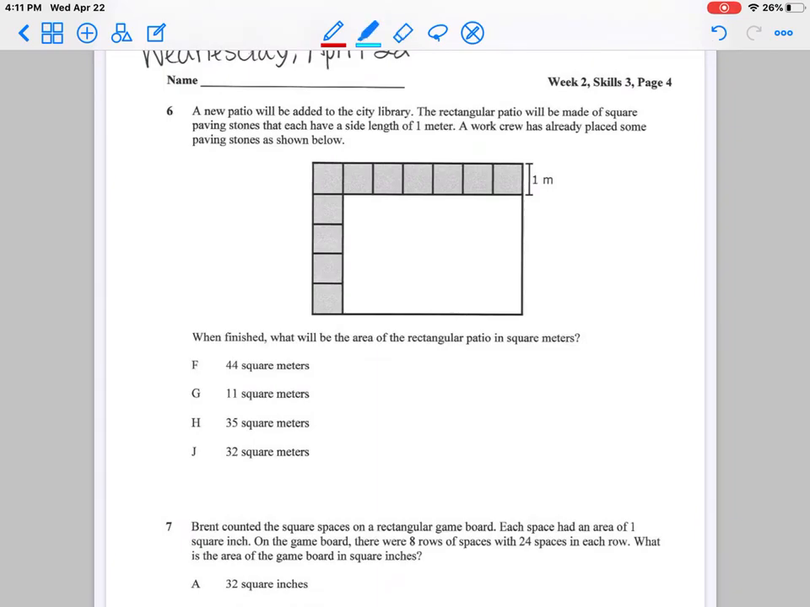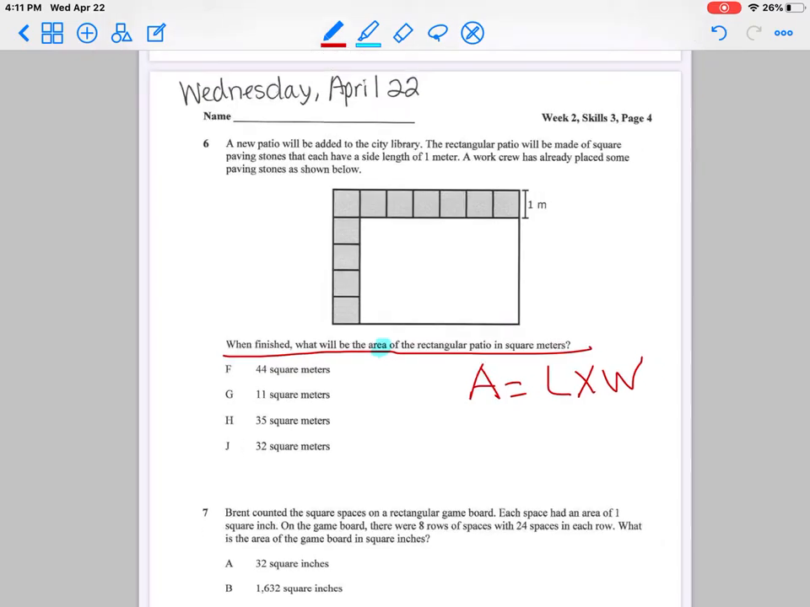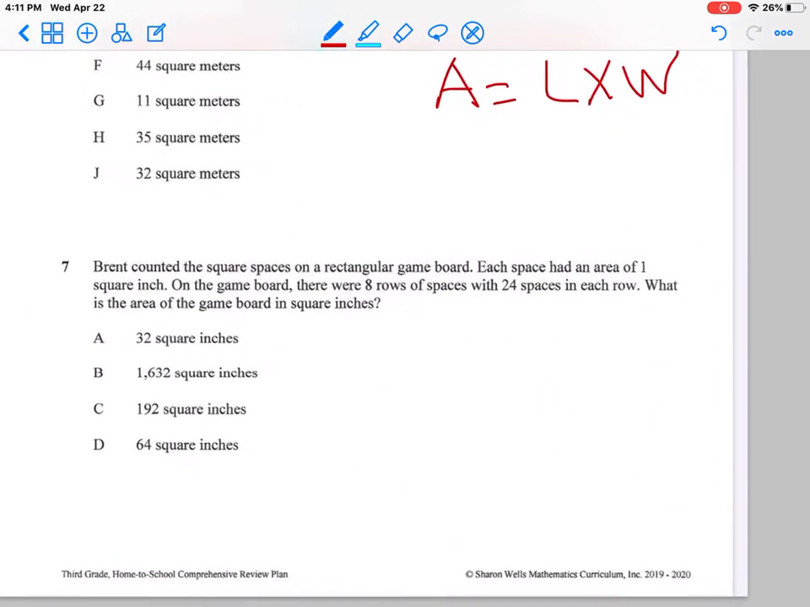Let me just very quickly. This question is asking you, when finished, what would be the area? So we are looking at area, and you know that area equals length times width. Okay, let's look at number 7.